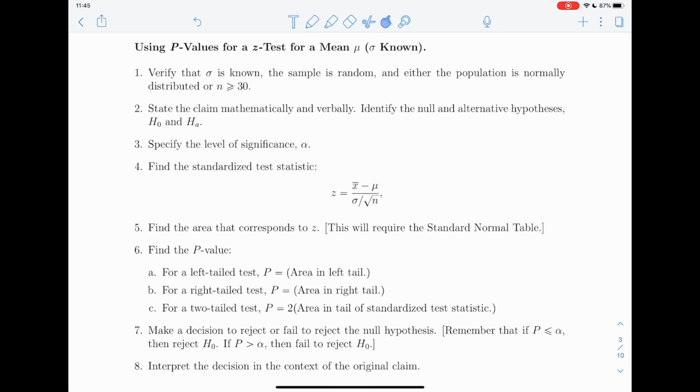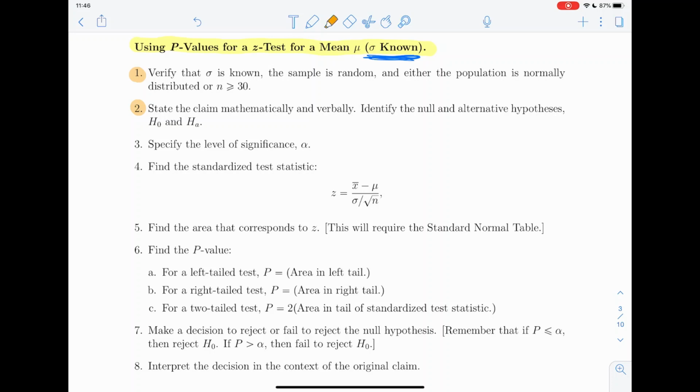This is going to be using p-values for a z-test for a mean mu where sigma is known, sorry. This is an important part here because if sigma is unknown, we cannot use a z-distribution, and we'll talk about that in the next section. But this is the process. Step 1, verify that sigma is known, the sample is random, and either the population is normally distributed or you have a sufficiently large sample size. Step 2, interpret your words in math. Identify the null and alternative hypothesis.